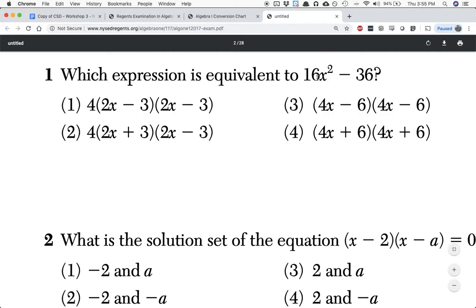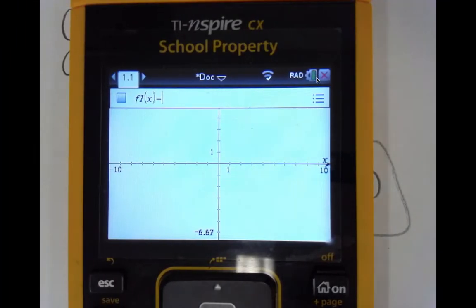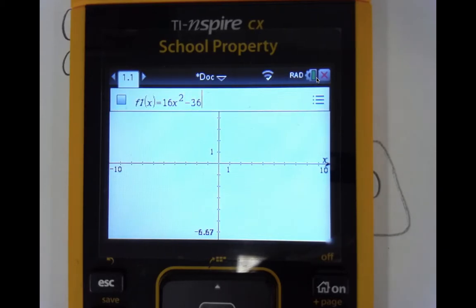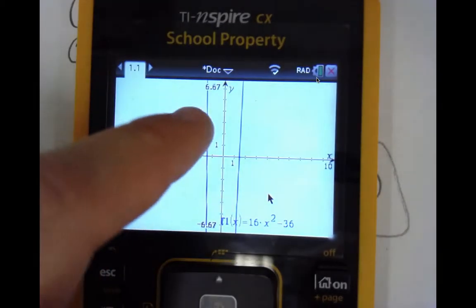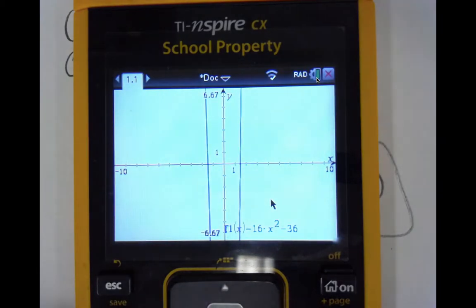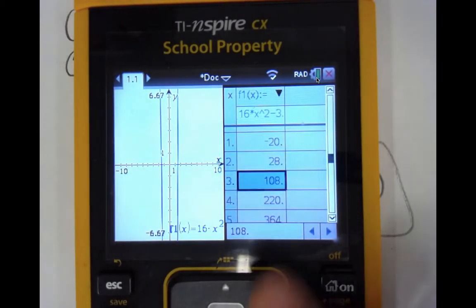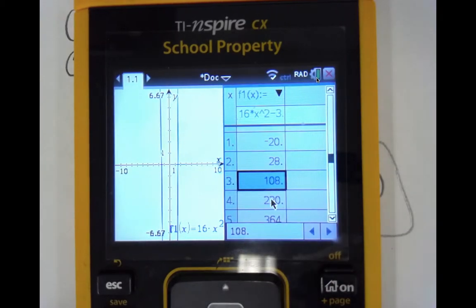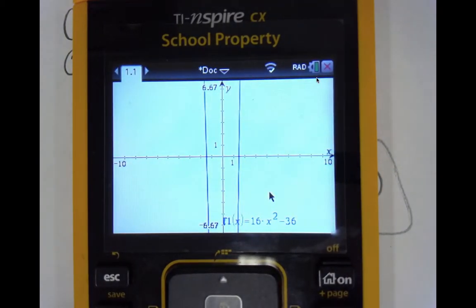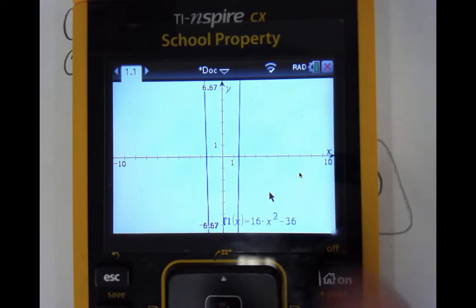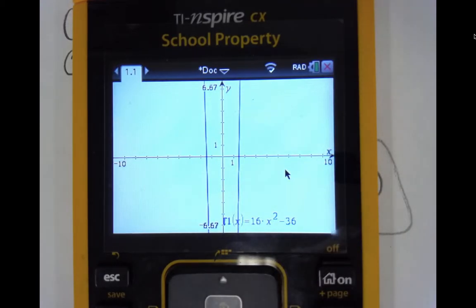So I'm going to start by plugging in 16x squared minus 36. I graph it, and luckily I see something on the picture. If I wouldn't see anything on the picture, I could always hit Control T to get a table of values. And now all I got to do is just try the different answers. So I graphed, oh man, I've got too many mouses. One on the computer, one on the calculator. I graphed 16x squared minus 36.